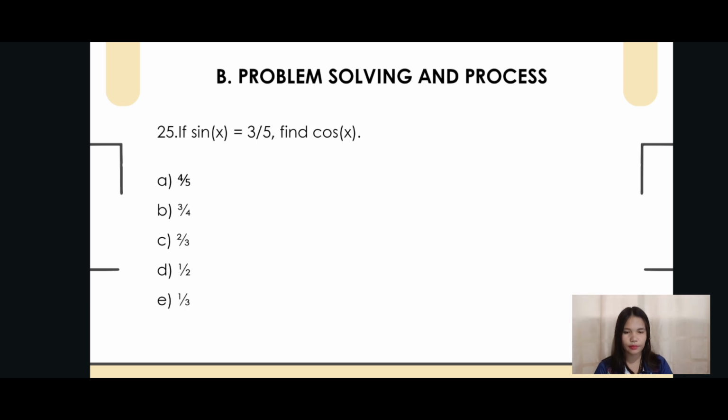Next, question number 25. For question number 25, if sine x is equal to 3/5, find cosine x. Alright. Is it A, 4/5; B, 3/4; C, 2/3; D, 1/2; or E, 1/3? So let's solve this trigonometric equation.